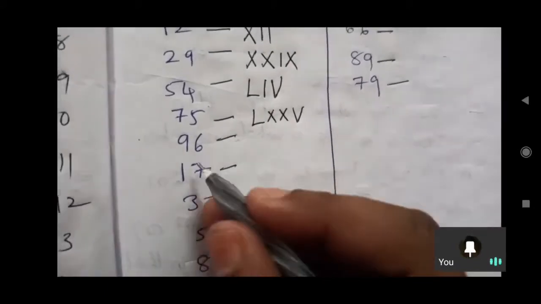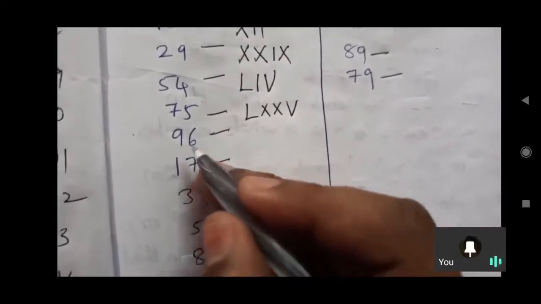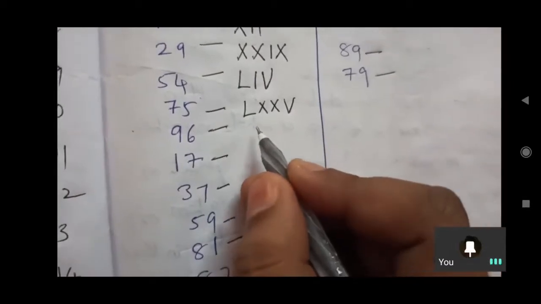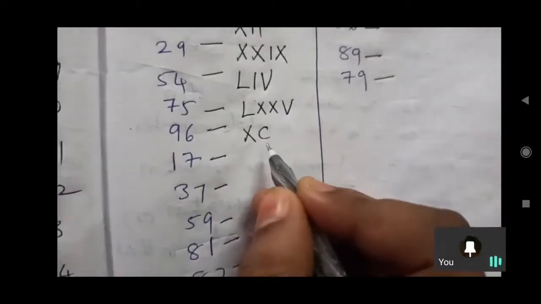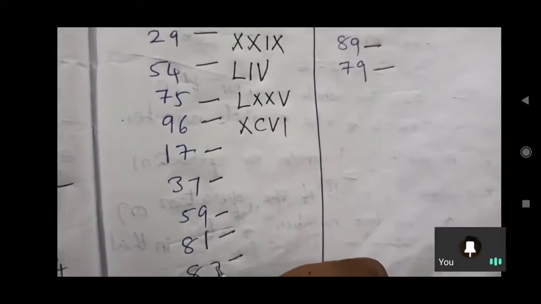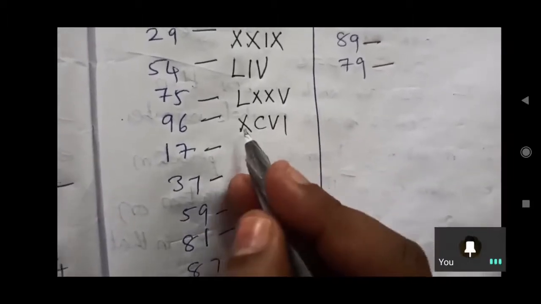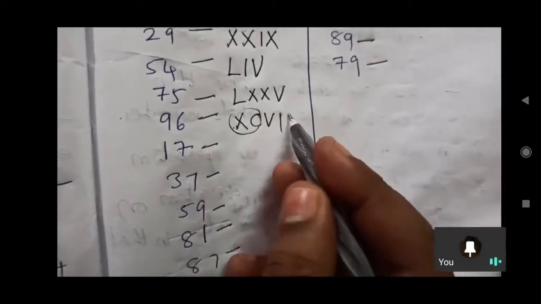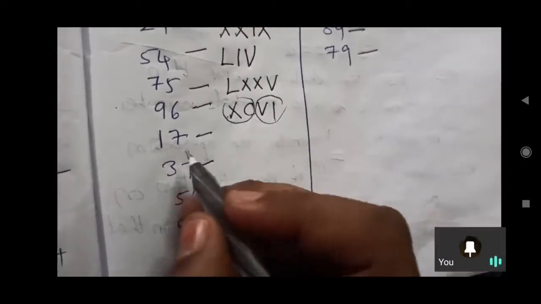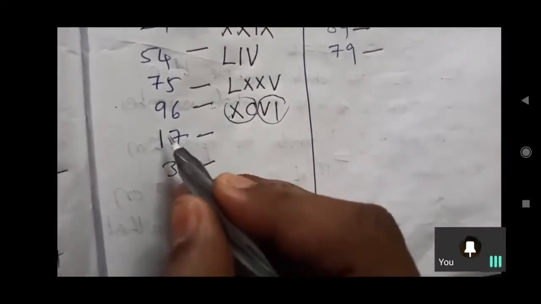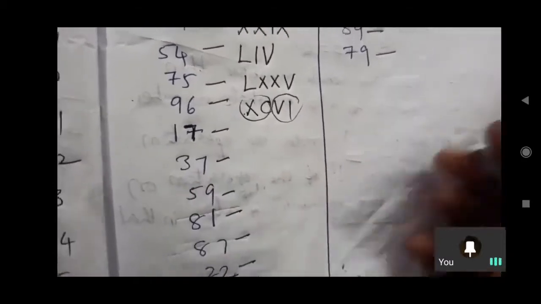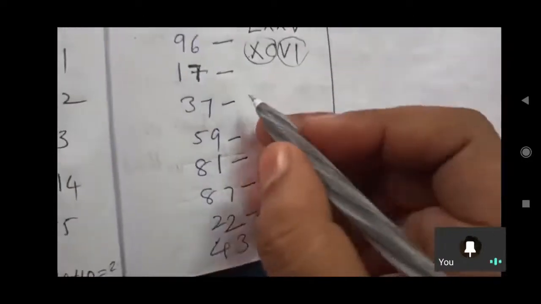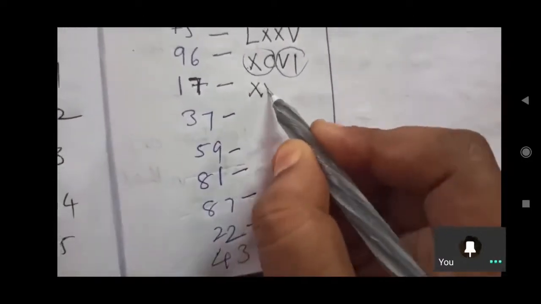Okay. Say 96. 90 means we have to write XC. 90. Okay? 6 means 5, 1. 5 plus 1. 100 minus 10, 90. And 5 plus 1, 6. 96. And 17, you say 17. 17 means X, 7.